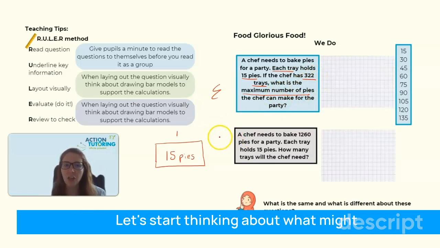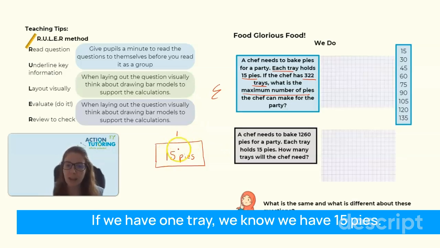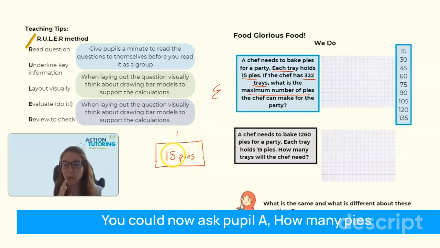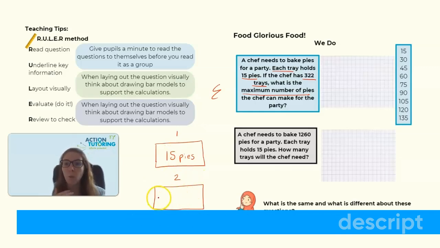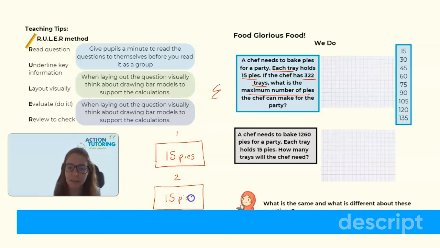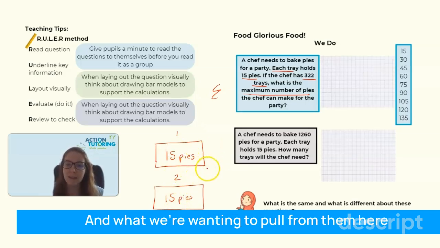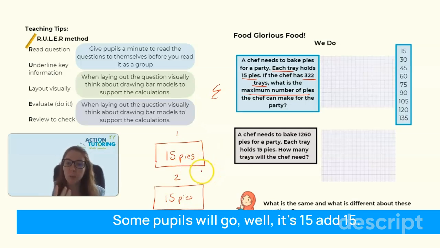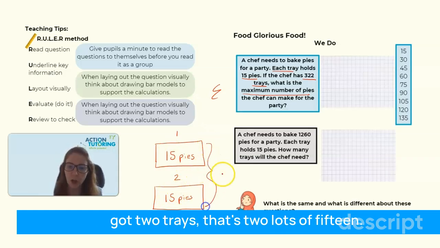Wow, that's quite a big one. Let's start thinking about what might happen when we have more trays. If we have one tray, we know we have 15 pies. You could now ask pupil A, how many pies could we have if the chef had 2 trays? What we're hoping is the pupil goes, well, I know that each tray has 15 pies, so that would be 30 pies altogether. And what we want to pull from them here is, what is the operation that we're doing? Some pupils will go, well, it's 15 add 15. What we want them to do is go, well, if we've got 2 trays, that's 2 lots of 15.